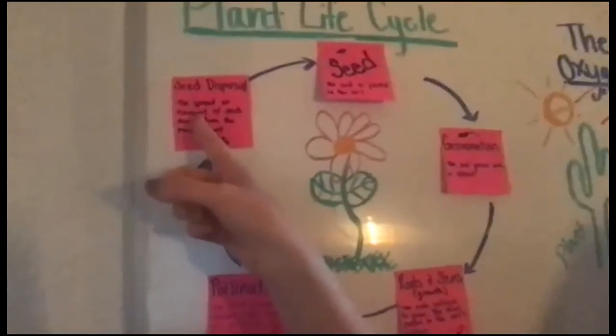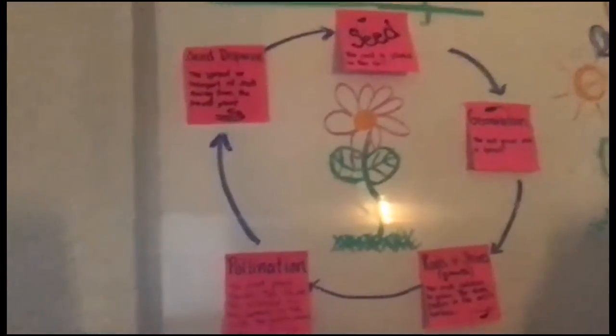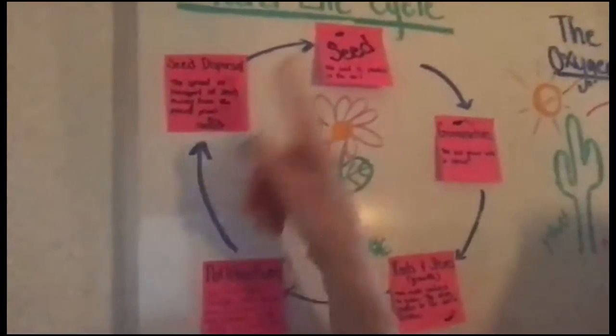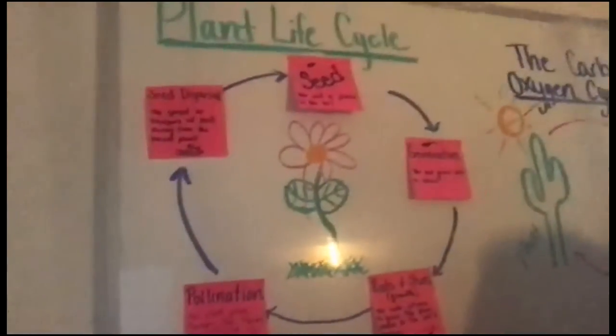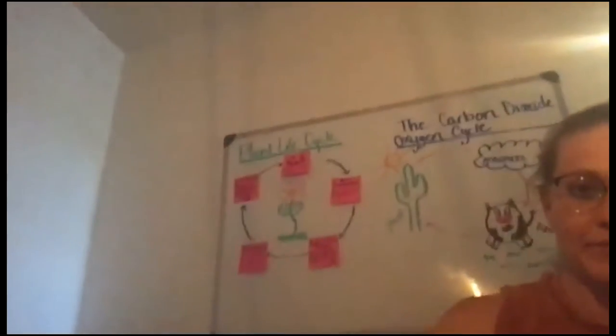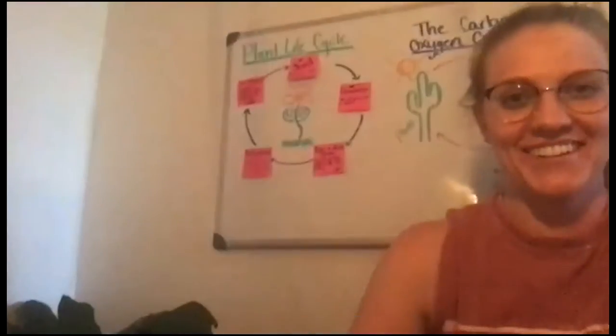Then we get to seed dispersal, the spread or transport of seeds away from the parent plant. You can see that I put some wind there. That is just one way that seeds disperse. And then we're back to seed. So that was an awesome review of that life cycle we went over. Another cycle we're going to go through, which is what Kurosh was trying to get to a little earlier, is the carbon dioxide cycle. So Kurosh, will you start out that cycle for me, please?